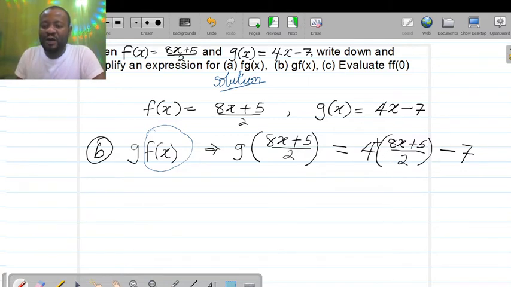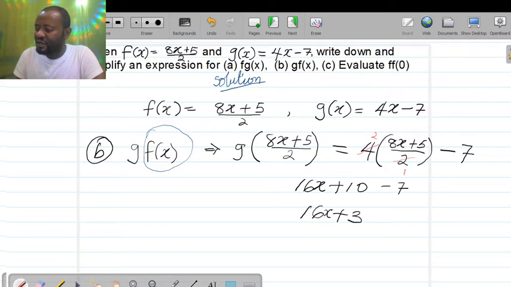Okay. This one we can divide. 2 divided by itself is 1. 2 divided into 4 is 2. Okay. Now I can have this to be 2 times 8 is 16x, and 2 times 5, that should be plus 10, then minus 7. So this will now be 16x, and 10 minus 7 is 3. So this now gives me 16x plus 3, and this is the answer.